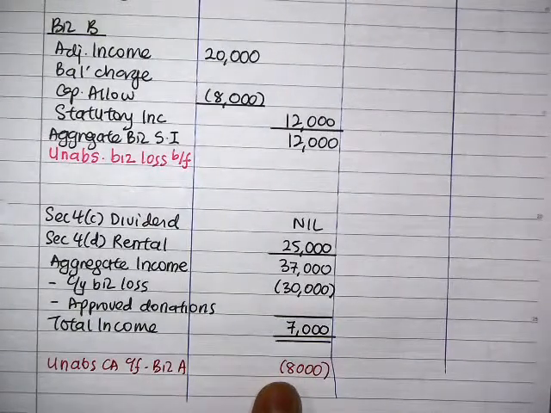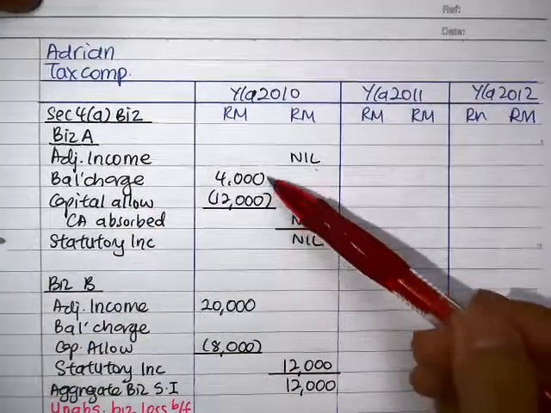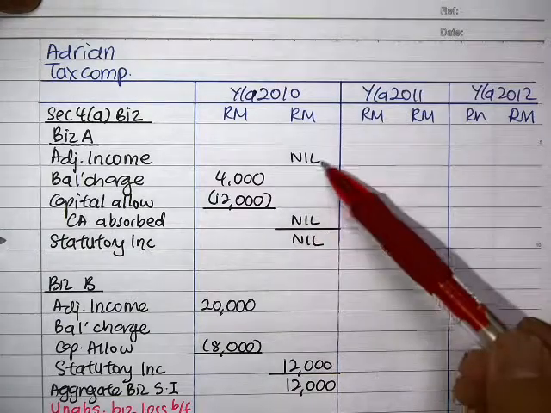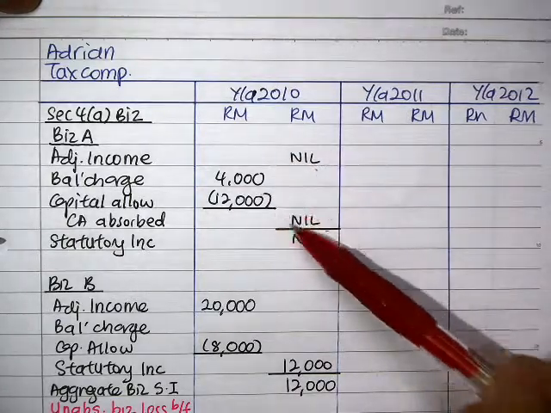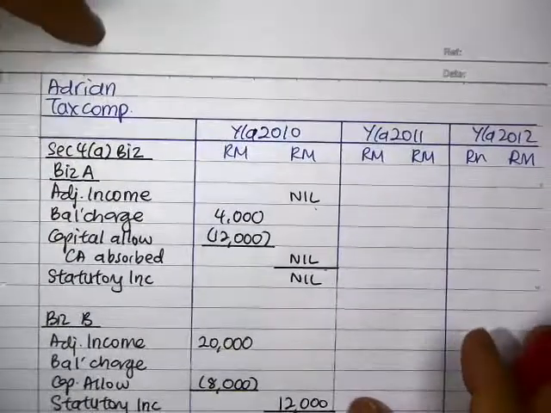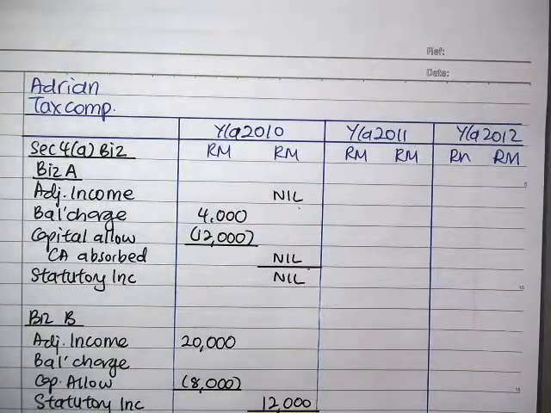So the 8,000 is the 8,000 from here. Notice 4 minus 12 is 8, and you do not have enough income to absorb, so you're going to carry forward that 8,000. Alright, so that's your first year. Now we're going to move on to the second year.